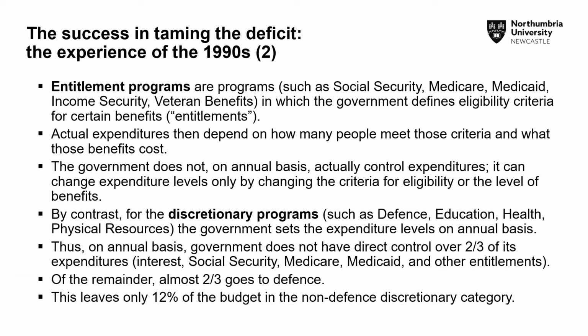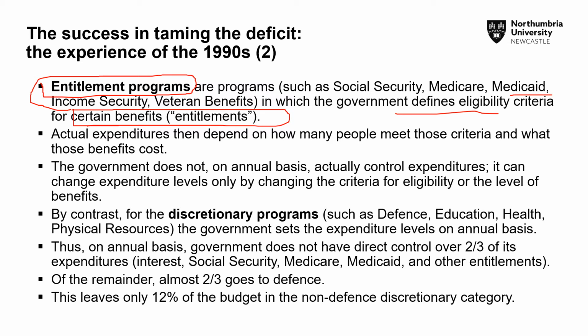Going back to entitlement programs, what are these programs? Well, these are Social Security, Medicare, Medicaid, income security, and veteran benefits. And here what the government does, it defines eligibility criteria for certain benefits, and that is why we call these benefits so-called entitlements. The issue that we have is then that these actual expenditures depend upon how many people meet criteria and the cost of these benefits.